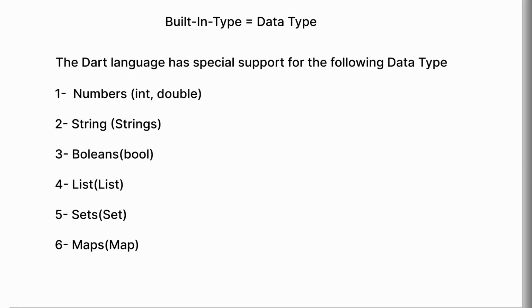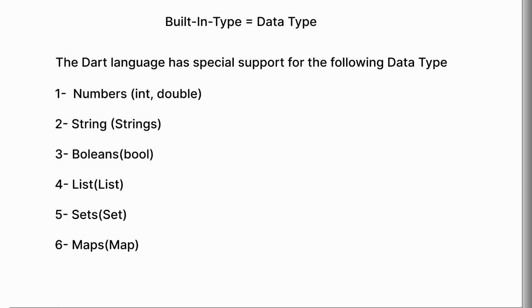So a built-in type is nothing but a data type, and in the Dart language there are six data types. There are a few more, but we will mainly use these six data types during programming in Dart language. I will explain one by one with examples. Right now I will just explain verbally what this is and how we can use it. So what is a data type? A data type is used to specify the type of a variable. When we create a variable, we should specify which type of variable we are declaring.